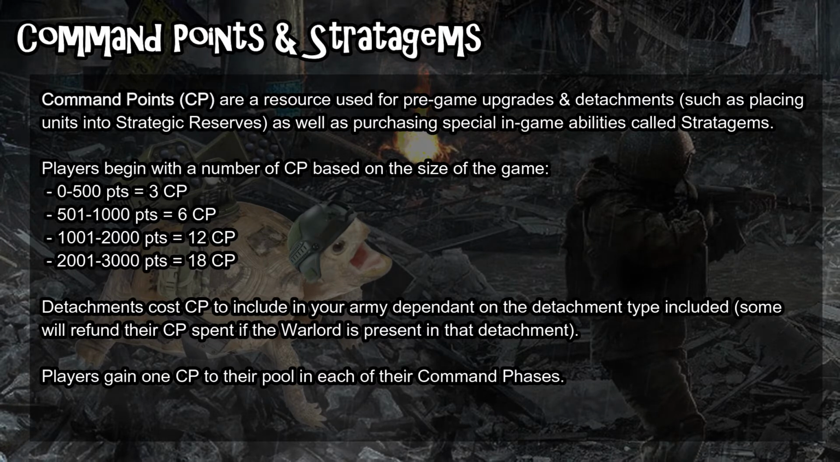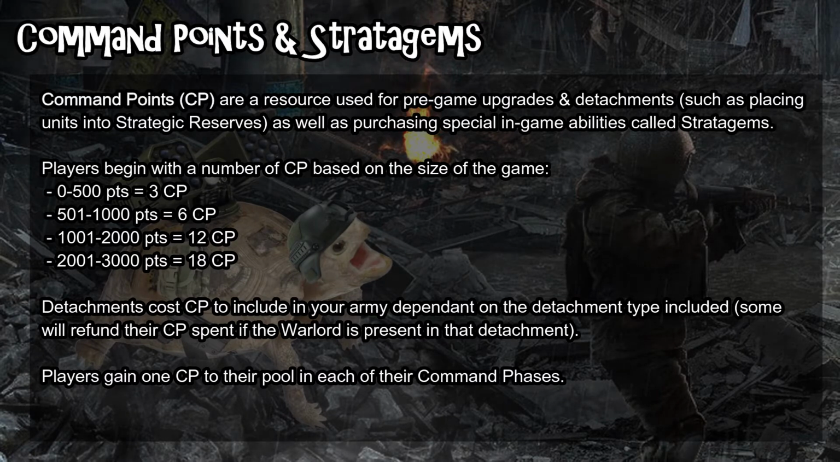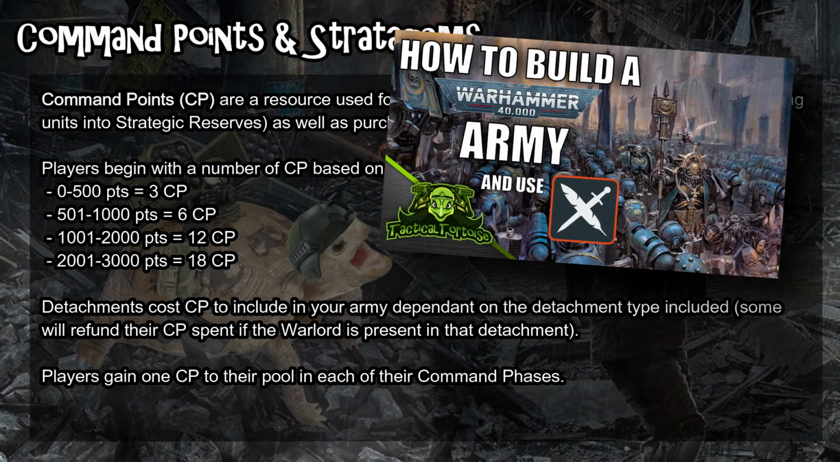The number of command points that you start the game with depends on the game size that you're playing. For a normal 2,000 point game, you'd start with 12 command points, and when you build your list, you'll spend those command points on detachments or pre-game stratagems. We talk about this a lot in the list building video. I'll go ahead and link that in the description for those who haven't taken a look at that.